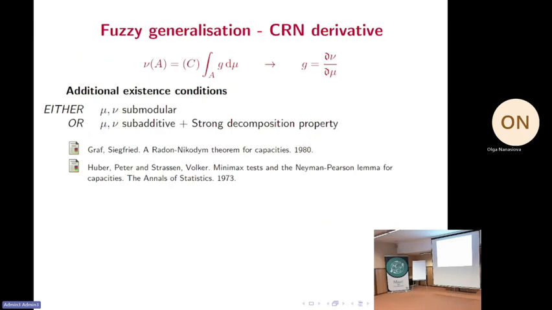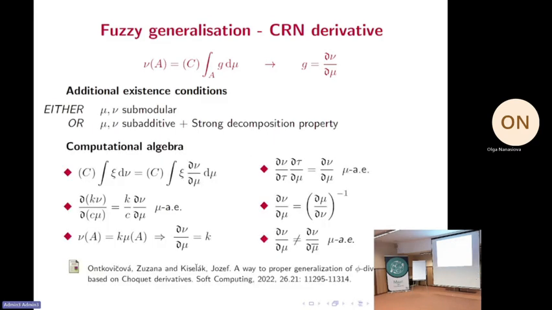They do not exist only when assuming this sigma finiteness of both measures and some absolute continuity between them, but we need to assume at least submodularity of them according to Huber-Strassen, or if we want to ease the condition of submodularity, there's subadditivity as given by Graf. However, we need to add a strong decomposition property, which is, I think, derived from the Hahn decomposition of measures.